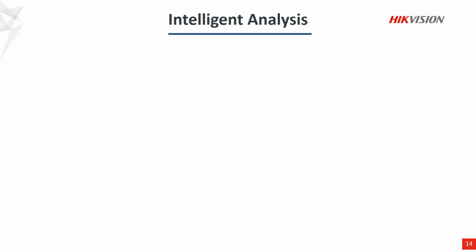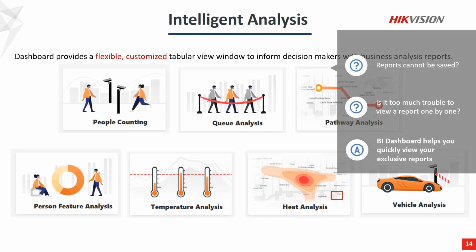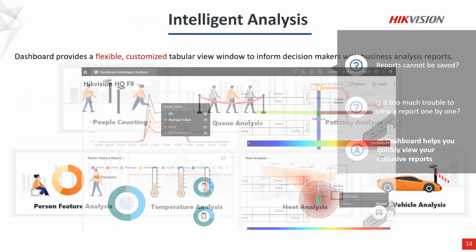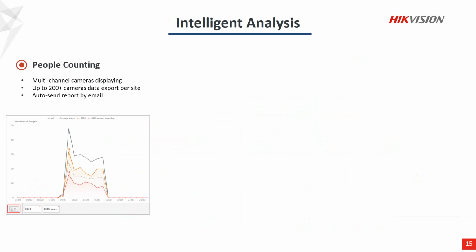About the intelligent analysis, you can call it reports also. So in the report part, we have the dashboard. It's very convenient and flexible for you to have an overview of the reports. Because previously, if I wanted to check different types of reports, I needed to go to the people counting report or the person feature report. I needed to check them separately. But now, with the dashboard, it's very convenient for you to have an overview of the reports you have. Alright, so let's take a look one by one.